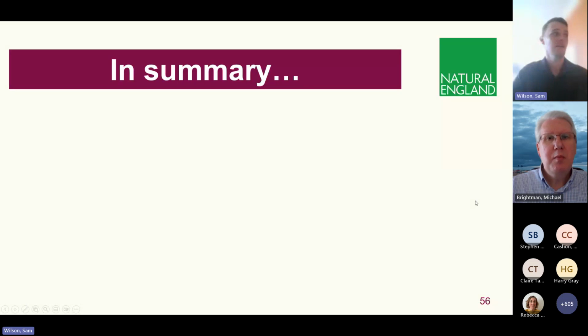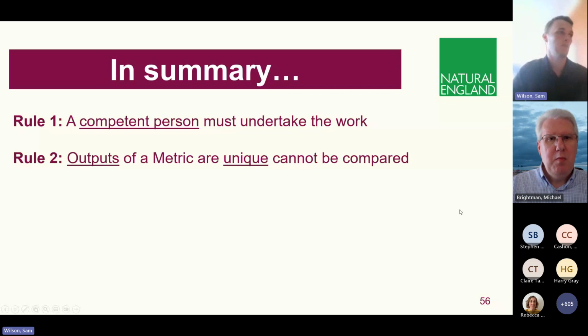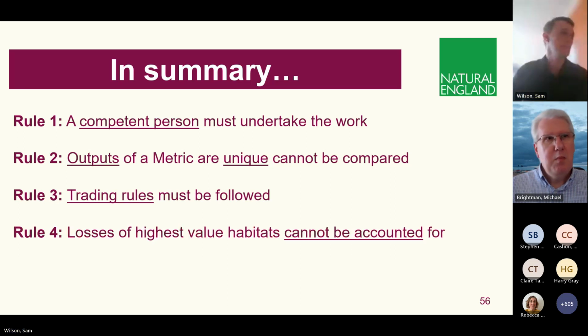So we'll just run through those quickly again. Rule 1, a competent person needs to undertake the works, and that includes where they're doing a river condition assessment, that they've got that river condition assessment certification. Rule 2 is that outputs in the metric are unique and can't be compared, and that means between different metrics of different versions, but also those 3 habitat unit types that are within the metric. Rule 3 is around the trading rules and that you have to follow those. So generally, it's always trading for the same or better. Rule 4 is that the losses of the highest value habitats, that's very high and irreplaceable, can't be fully accounted for in the metric. So bespoke compensation needs to be agreed.